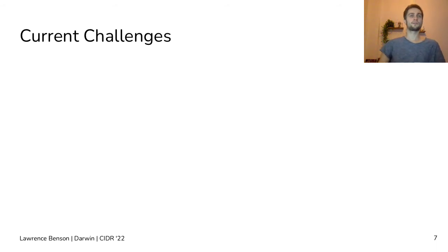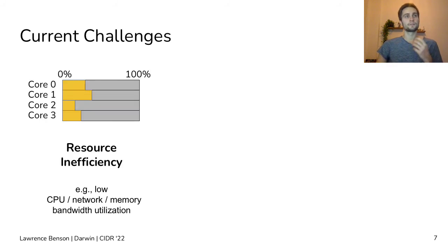So what needs to be done so we can build a new scale-in system? For this, we identified a few challenges that current systems have, be it scale-in, scale-up or scale-out systems. The first of which is general resource inefficiency. A lot of scale-out systems have really low CPU, network and memory bandwidth utilization, and there are some studies out there that show why this is the case.